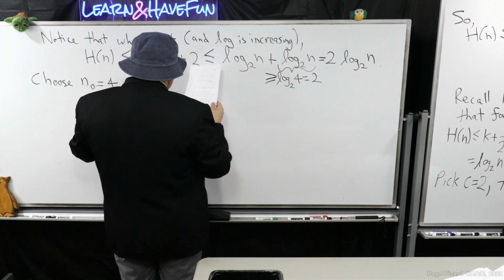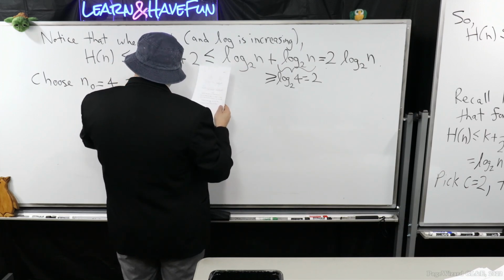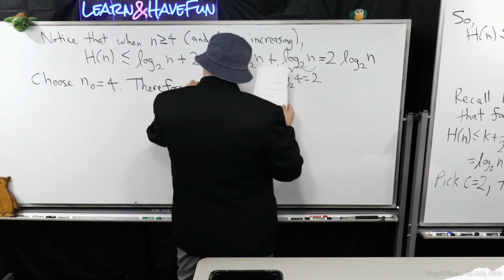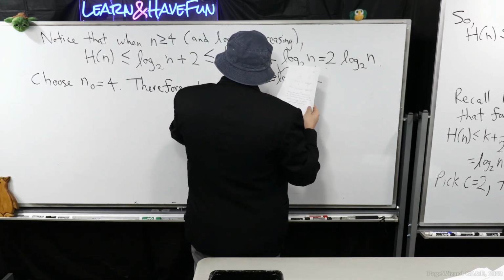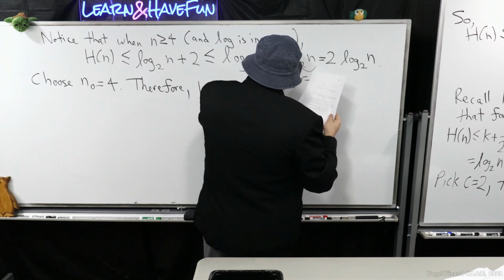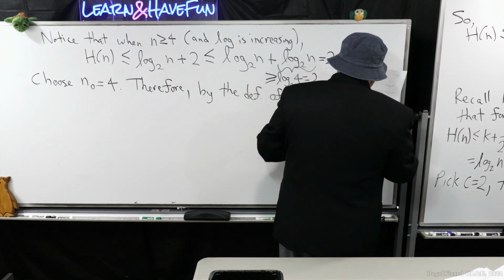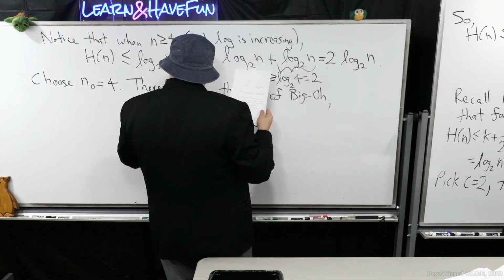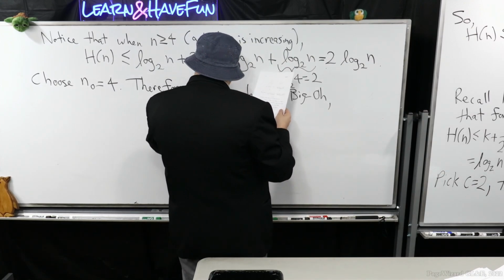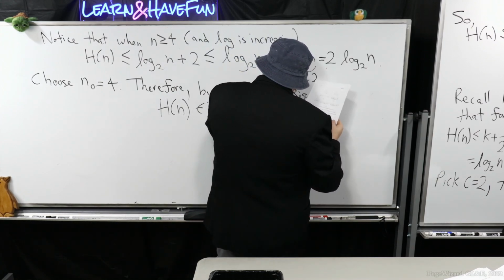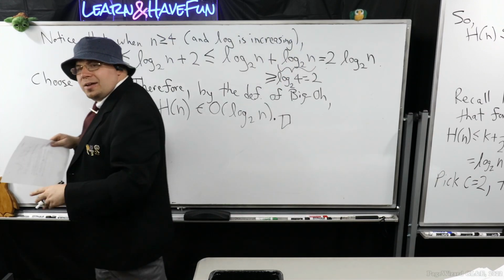So choose n0 equal to 4, and then we can say therefore. So now we have c and n0. I'm going to present it to them. I'll say therefore by the definition of big O, h of n is big O of log base 2 of n. And that completes the proof. Very slick, right?